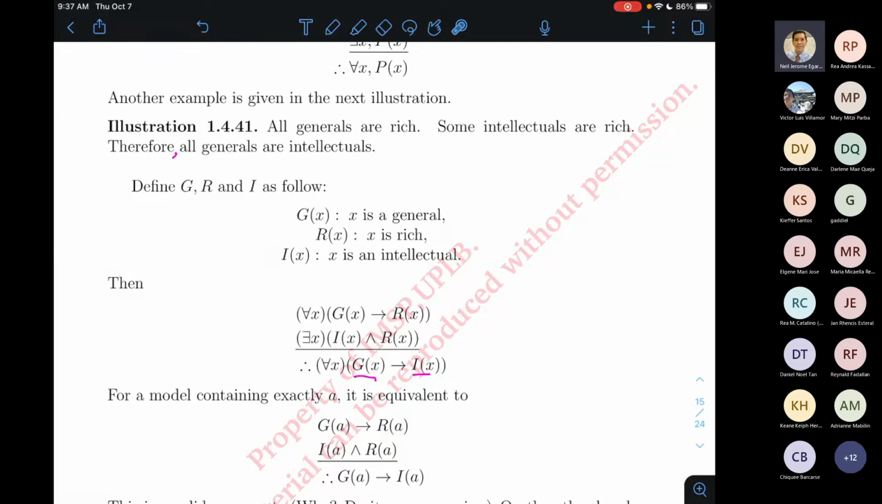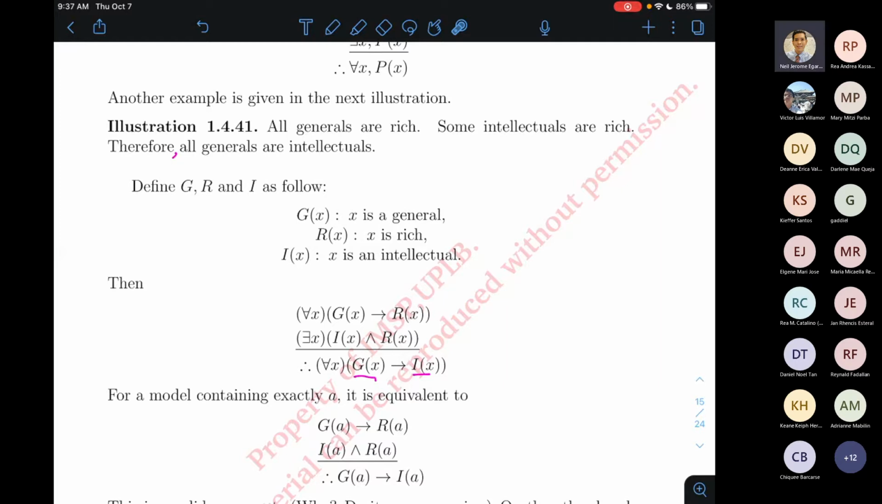Now, in contrast to this one, some intellectuals are rich. So, meron daw mga persons na intellectual and rich at the same time. Pero I guess, yeah, most likely, kapag universally quantified, pero depende pa rin, no?